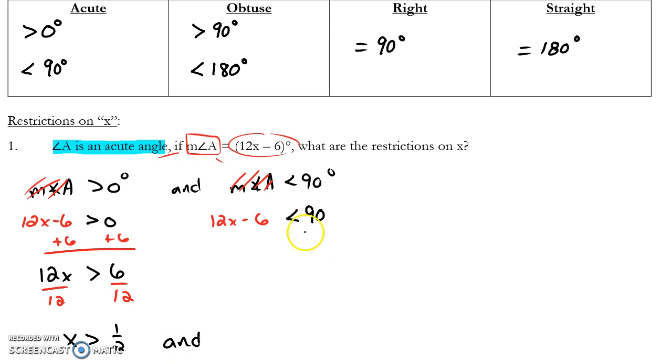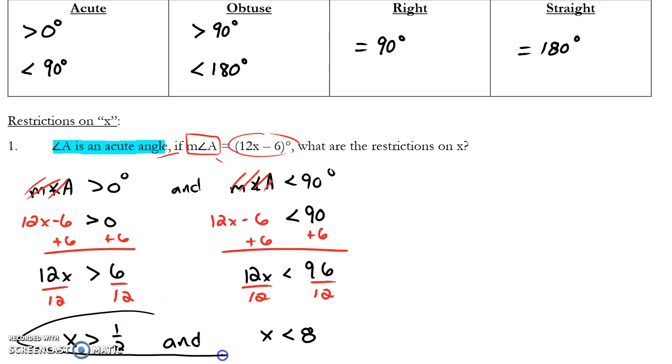And I do the same thing on the right. Add 6. 12x is less than 96. Divide by 12. Might need my calculator. X is less than, you go ahead and calculate, 8. Those are the restrictions on x.